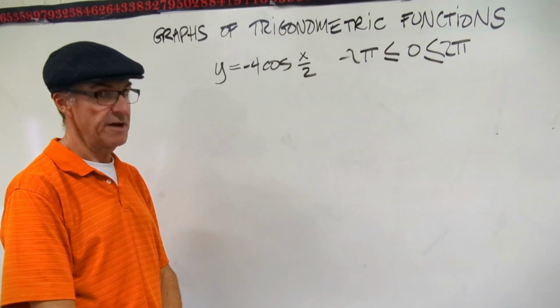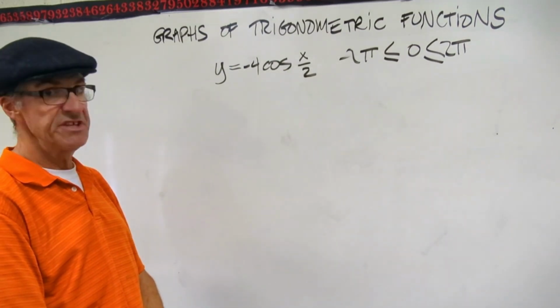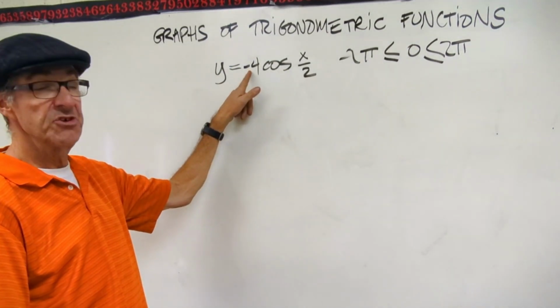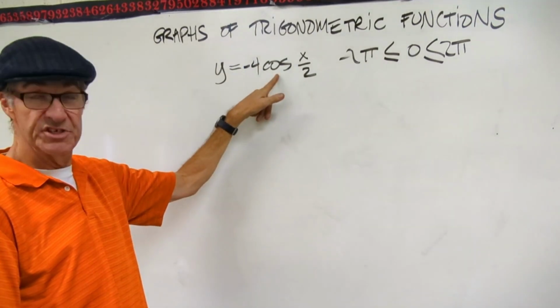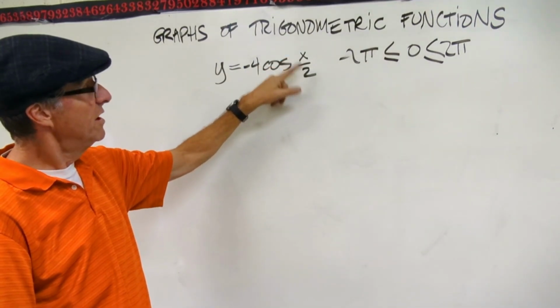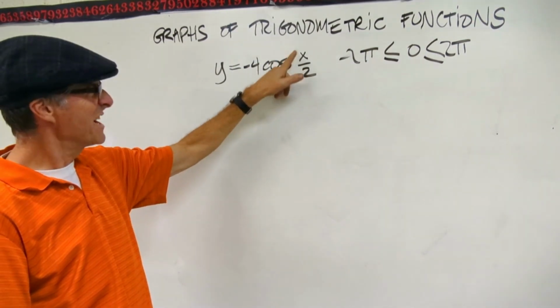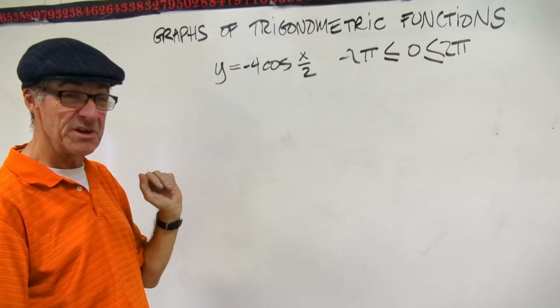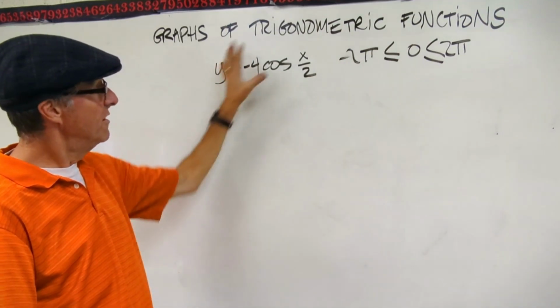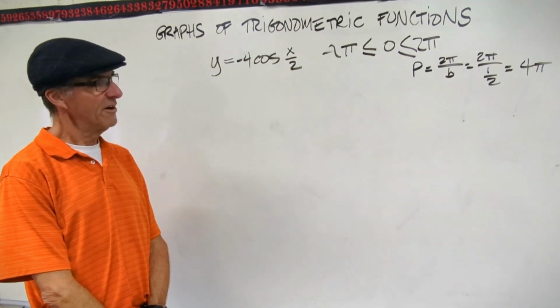One last graph, I promise. So I've twisted this up a little bit. Your amplitude is now -4. We're still using the cosine function. And now your b is not just a number, it's x over 2. So you're going to have to think about what the period is. So go ahead and pause the video, figure out the period. Let's do that. All right.